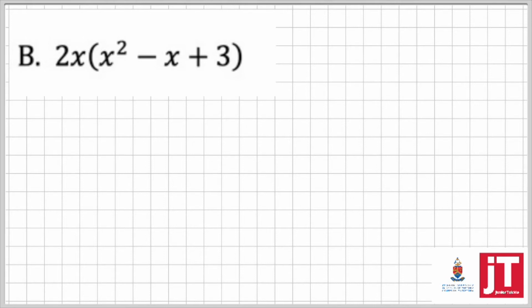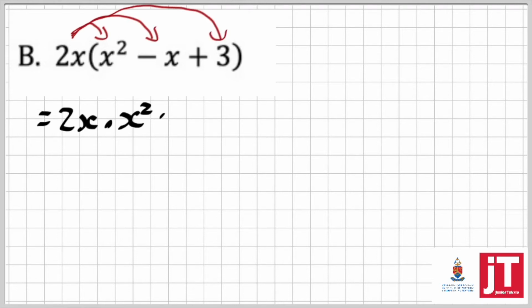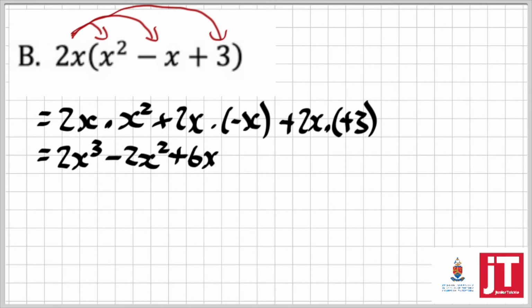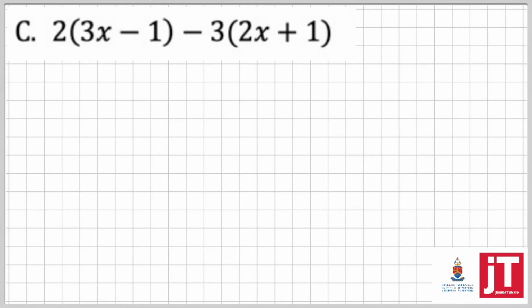I've got to distribute the 2x in. So I'm going to take that 2x and I'm going to multiply it with every term inside the bracket. So 2x times x squared is 2x to the 3. Positive 2x times negative x is negative 2x squared. And then 2x times 3 gives me 6.